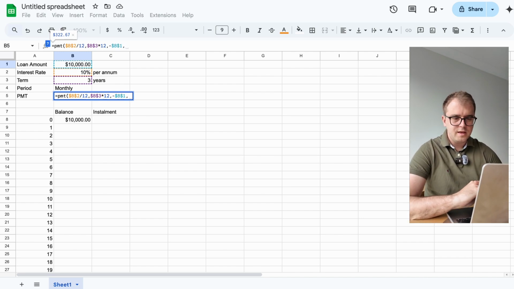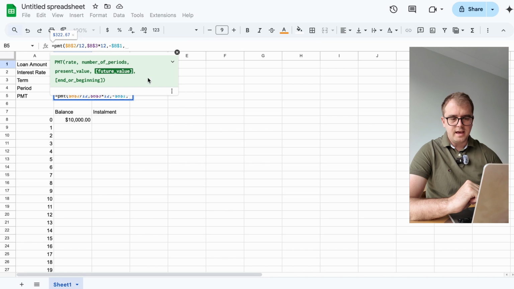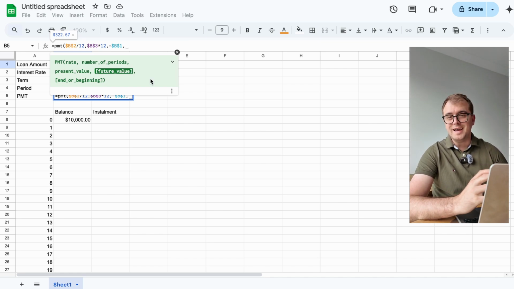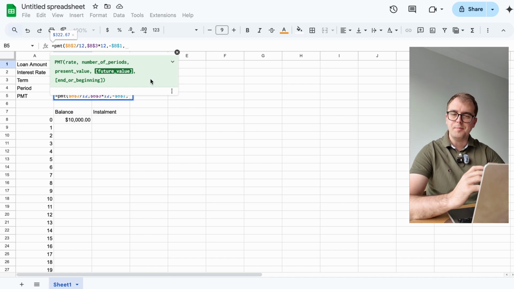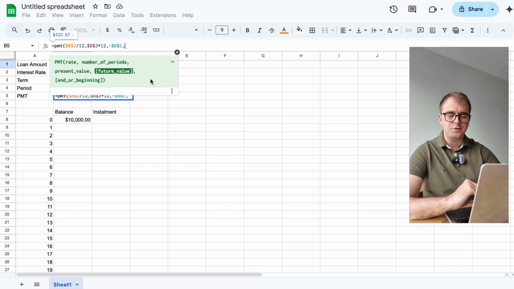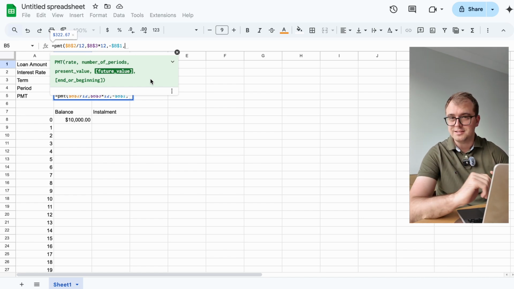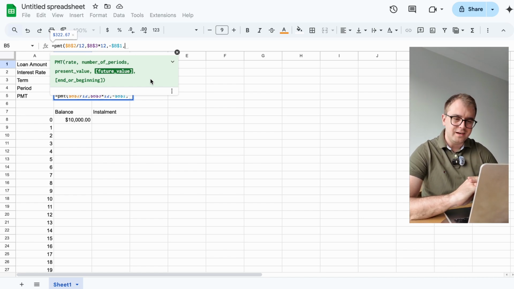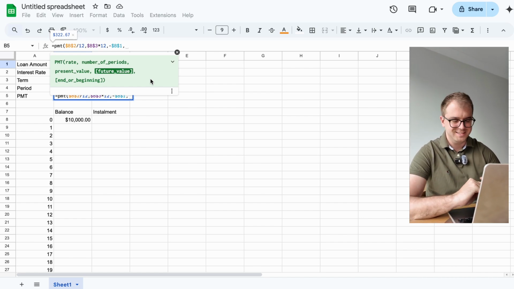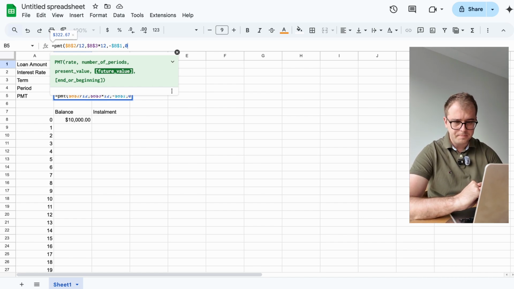And then a comma. And then what we need to find is our future value. So if you have a contract that has a balloon, in other words, you want to amortize or pay off the loan until you have a balance of a certain amount, say $2,000, this is where you would key that in. So in our case, we'll amortize to 0. So we put 0 there.